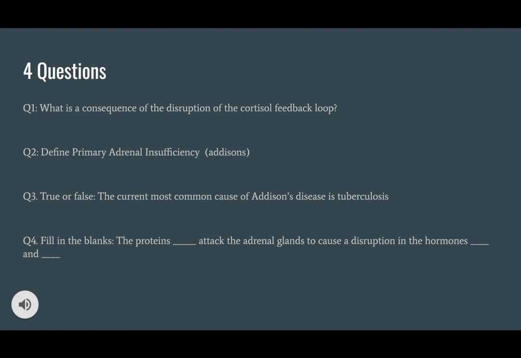Question 4. Fill in the blanks. The protein blank attack the adrenal glands to cause a disruption in the hormones blank and blank. Answer. Protein antibodies, and then the hormones cortisol and aldosterone.